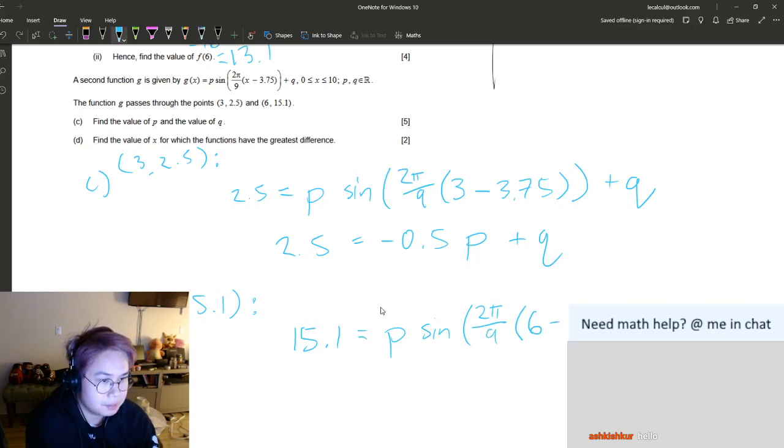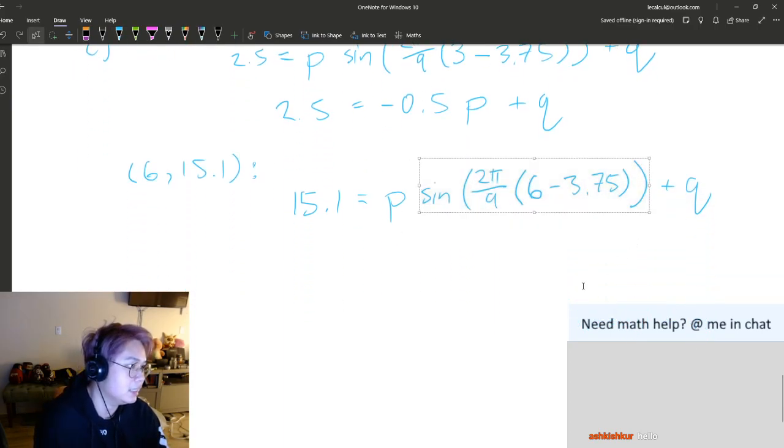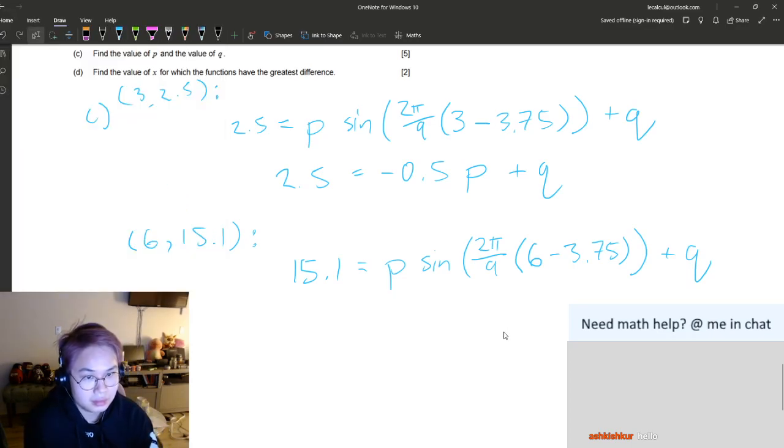So I plug in 6 now. And same thing, we are going to try to find out what this is as a decimal. Sine 2 pi divided by 9 bracket 6 minus 3.75, which is 1. Wow, they really designed these nicely. So this just becomes p plus q.